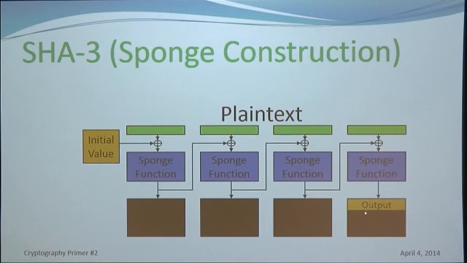And usually you don't want all of this output. 1,600 bits of output in the hash function is a lot. So you just take the first 256 bits or 512 bits or whatever you want of that. That's all it is. And that's really about all I want to say about sponge construction here. Just to give you a sense for how it works.